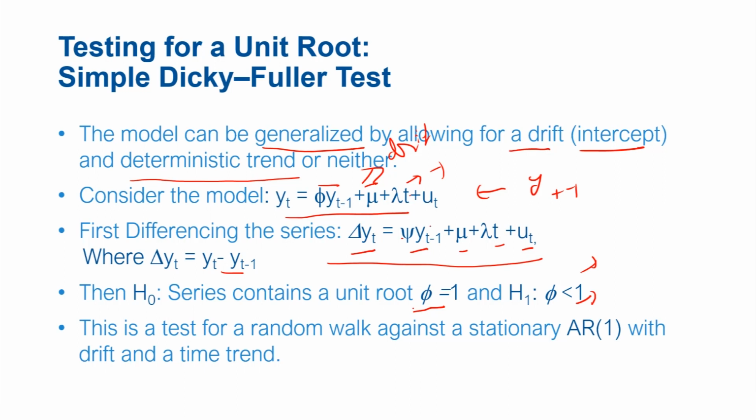The equivalent model here is in terms of psi: you test the null with psi equal to 0, and the alternate becomes that psi is less than 0, where psi is phi minus 1. So this again is a test of a random walk against a stationary AR(1) with drift and time trend. Why drift and time trend now? Because we have included these two terms.